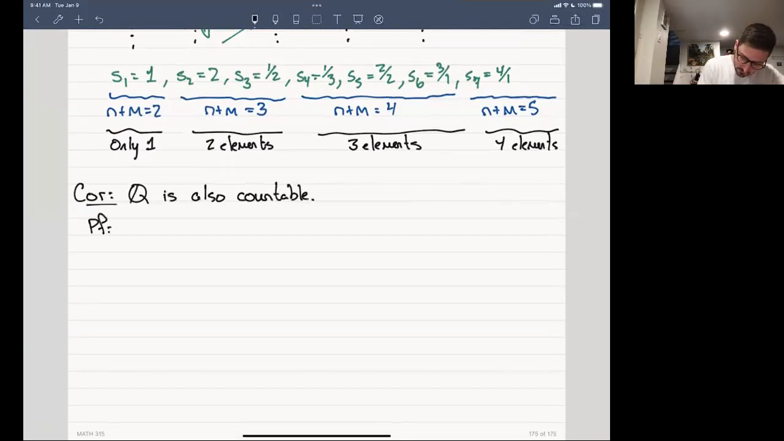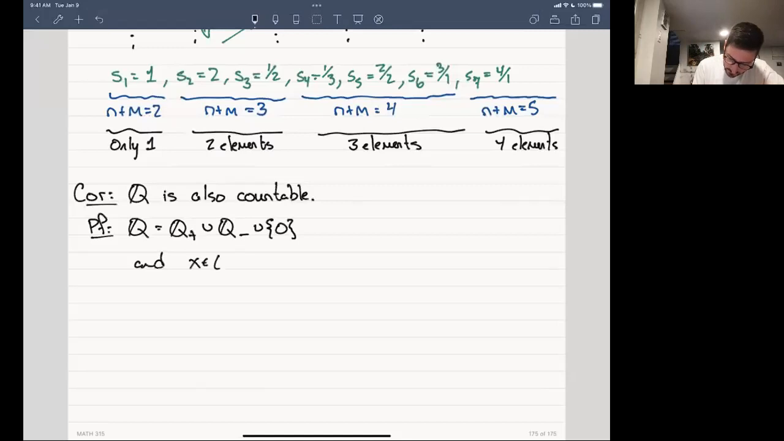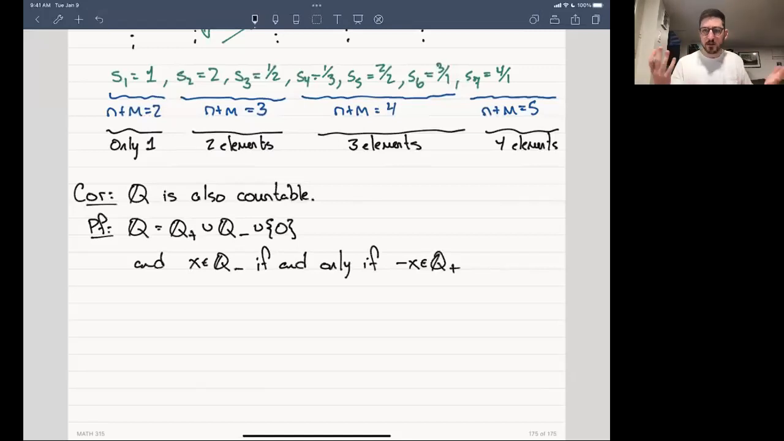Okay, so how do we prove this? Well, notice that Q is equal to Q plus, which I already showed was countable, plus Q minus, which is all the negative rational numbers, plus 0. All right, so I'm using set notation of unions here. And we can say that an element, say x, is in the negative rationals if and only if negative x belongs to the positive rationals. Of course, that makes sense, right? Minus 1/2, well, you multiply that by minus 1, it becomes positive 1/2, and it was accounted for in the positive rationals.